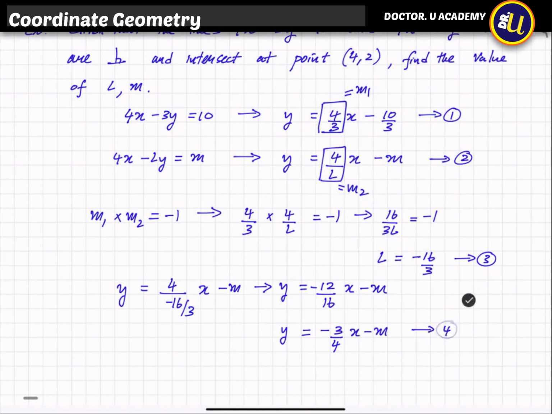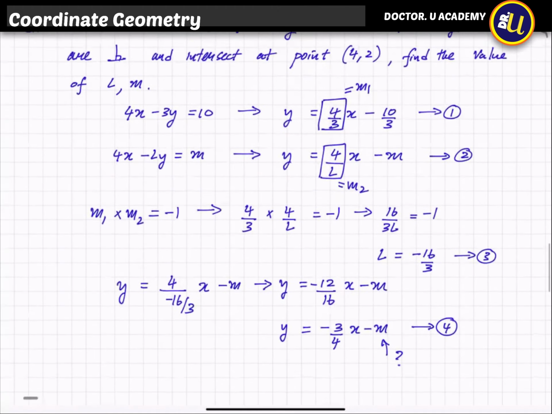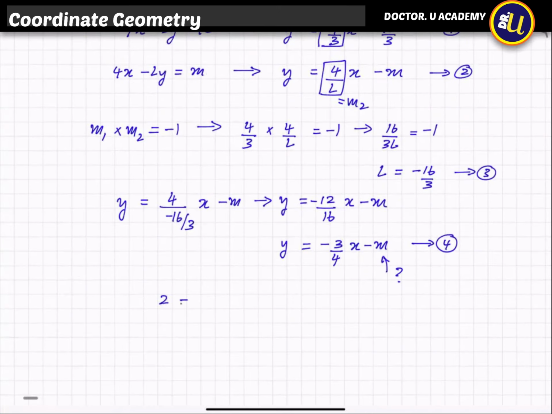But there is a problem. The problem is this m we have to find. We have been given a point which is on this line. So what we do is substitute that value into this equation and find m. So 4, 2 is given, where 4 is the x value. So y is 2, equal to -3 divided by 4, x is 4 here, minus m. You can cut these two off. So 2 is equal to -3 minus m. From here you can find m, that would be -3 minus 2, which is going to be -5.